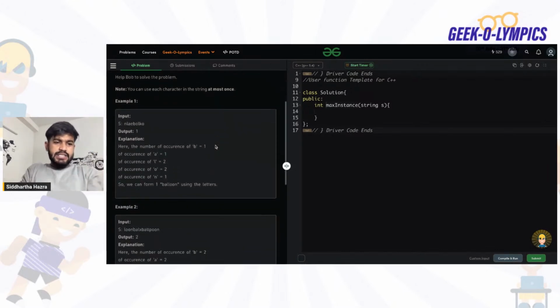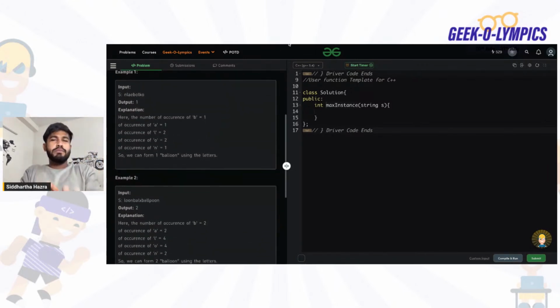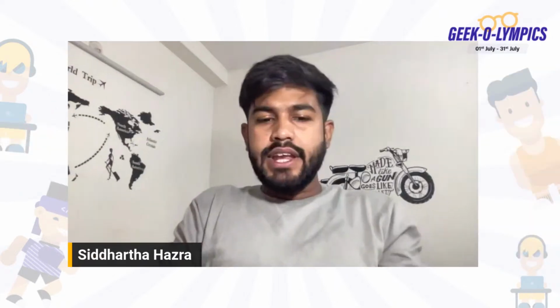Don't need to see the test cases. The explanation is quite good, so I would directly jump on to the problem. I hope it should be fine.